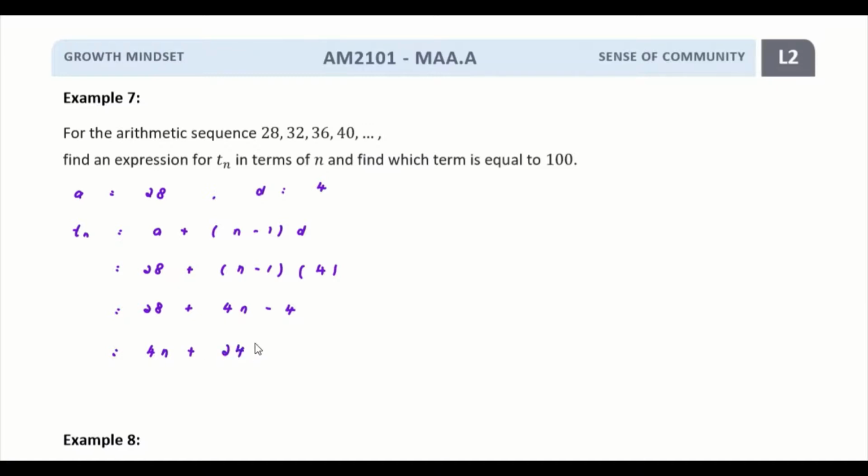Okay, so after we got this, now we can proceed. So we want to find out which term is equal to 100. So which means that our term is equal to 100, and we want to find out which is the term, right? So which means that we are finding n, and our term is the 100 here. So that's why substitute Tn is 4n plus 24. So by solving, then you'll be able to get 4n is equal to 76, and that gives us n equal to 19. Okay, so which means we know that the 19th term is equal to 100. Alright, so now let's look at example 8.